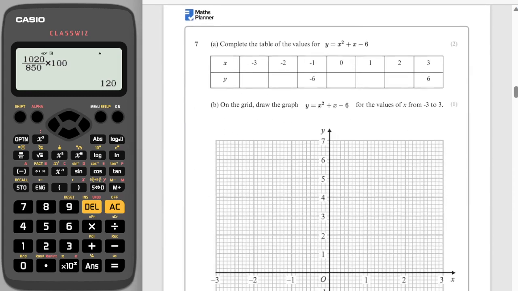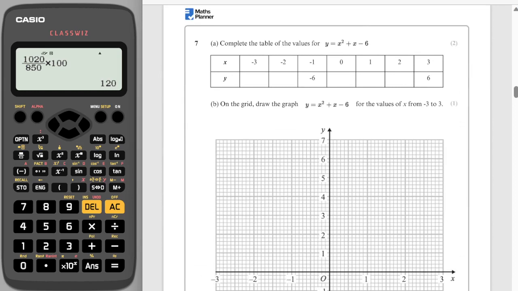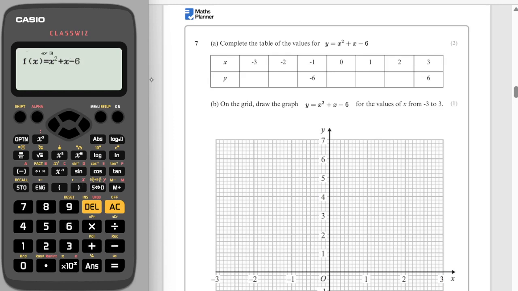Okay, question 7. Complete the table of values. So I'm going to use the table function on my calculator. And I'm going to type the equation in for the first function of x: x squared plus x minus 6. So I've got the function of x in. I haven't got a second one.